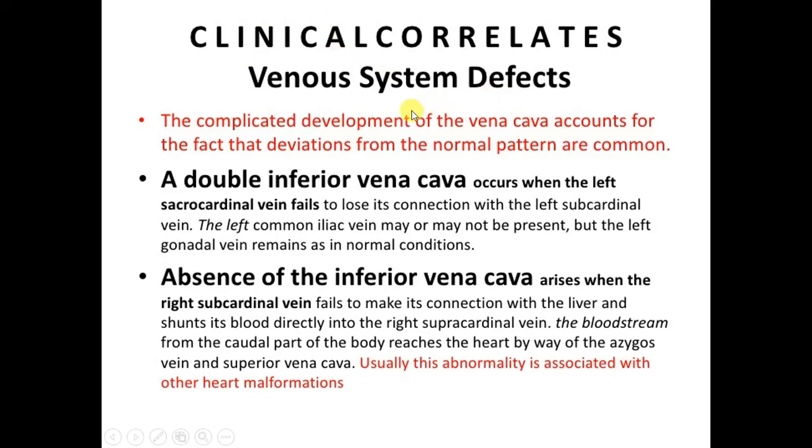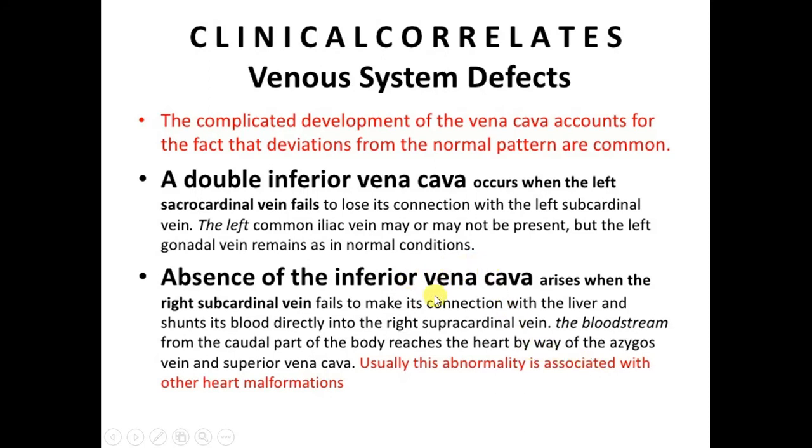Likewise, there may be a double inferior vena cava when the left supracardinal vein fails to fuse, losing connection with the left subcardinal vein. So there becomes a double inferior vena cava. Or the inferior vena cava may be absent. When the right subcardinal vein fails to make connection with the liver and shunts blood directly into the right supracardinal vein, the bloodstream from the caudal part of the body then reaches the heart by way of the azygos system.